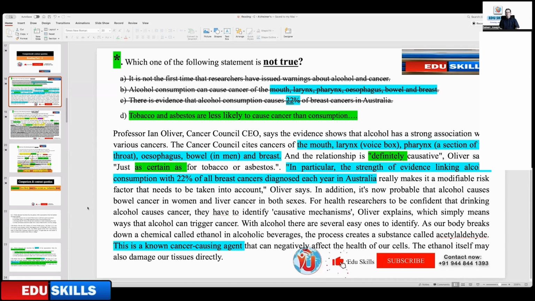Now the thing is, this is for the beginners. I am telling you all these analyses to gain your competency, improve your competency. Once you have reached competency, if you have gone through my videos on elimination, you read these options and immediately you know option D is grammatically incorrect or incomplete. Definitely that is the answer, because the question says which one of the following statements is not true. Tobacco and asbestos are less likely to cause cancer than consumption. Than consumption of what?